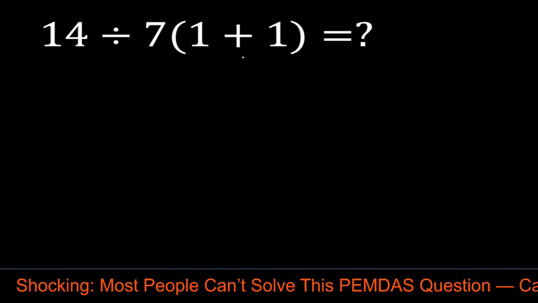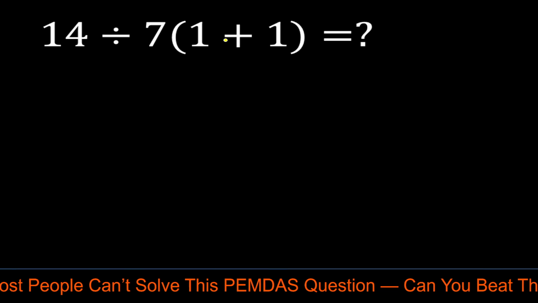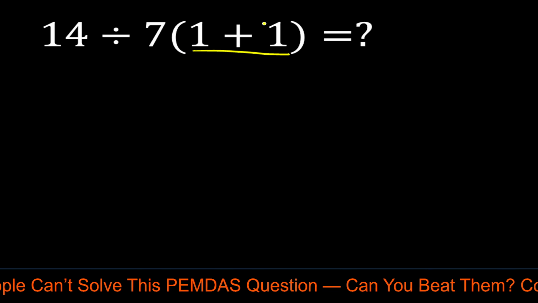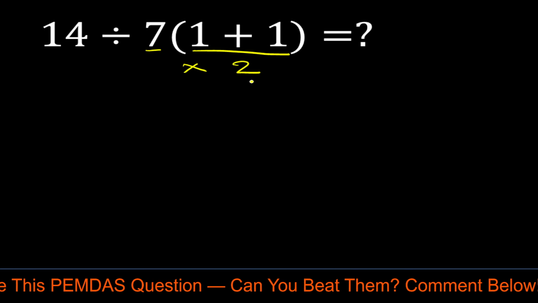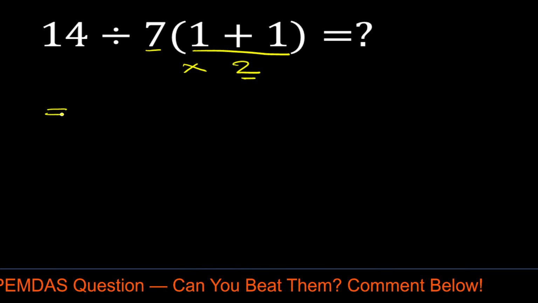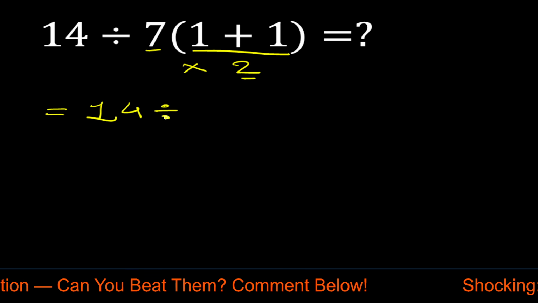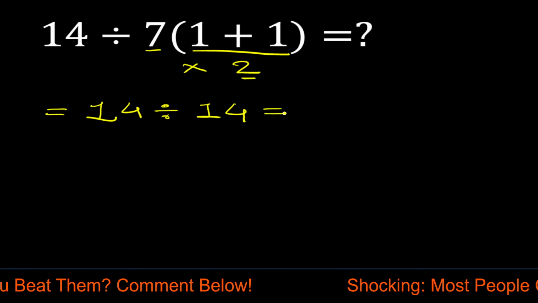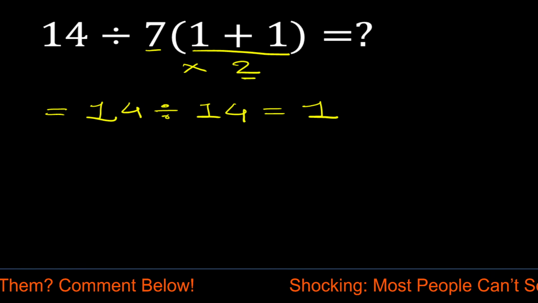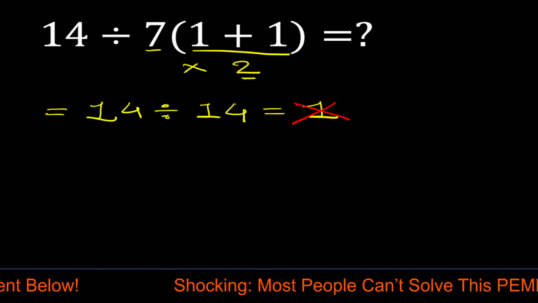So most people solve this question like 1 plus 1. So 1 plus 1 is equal to 2, right? Now 7 times 2. So 7 times 2 is equal to 14, right? So now 14 divided by 14. So 14 divided by 14 is equal to 1, right? But this answer is not correct. This answer is completely wrong.